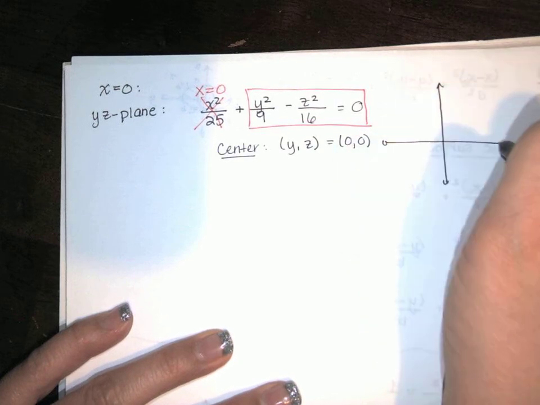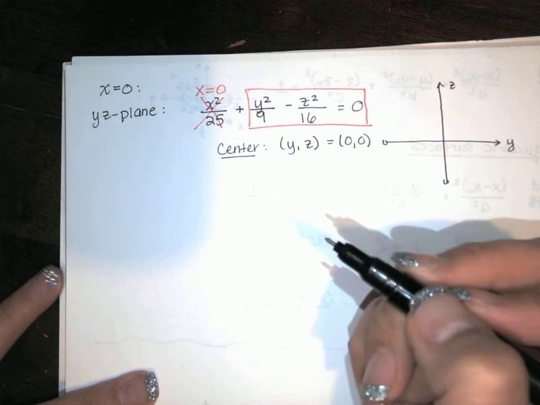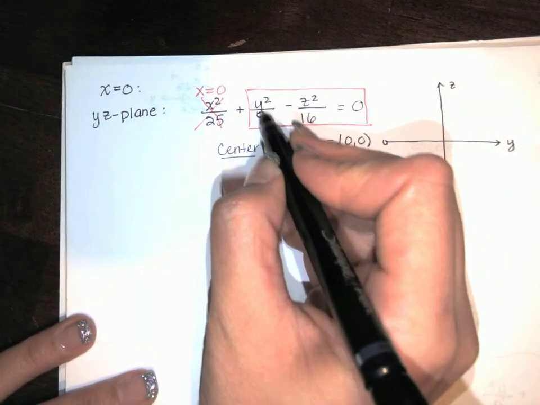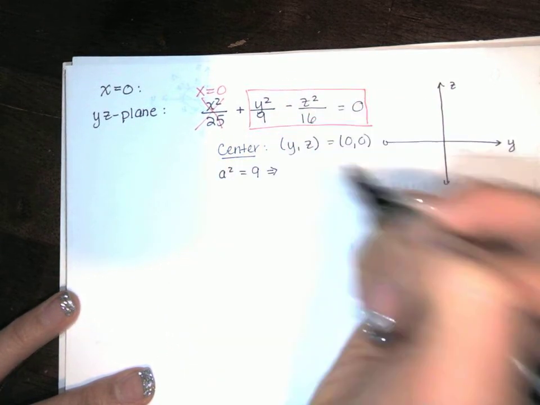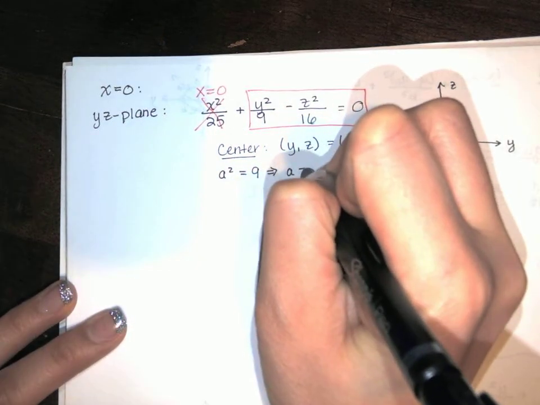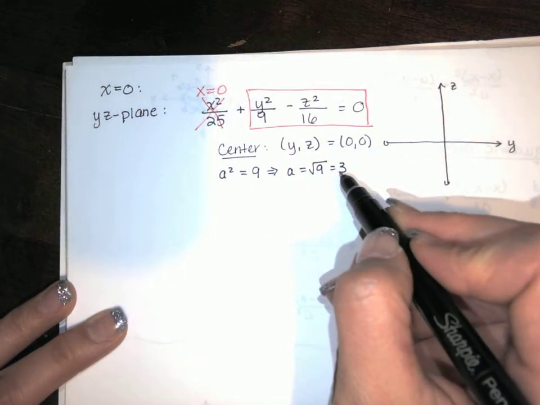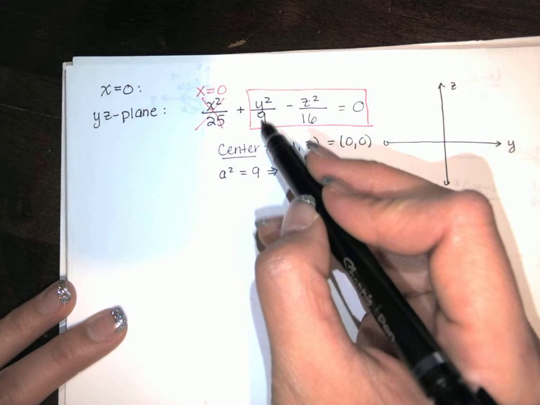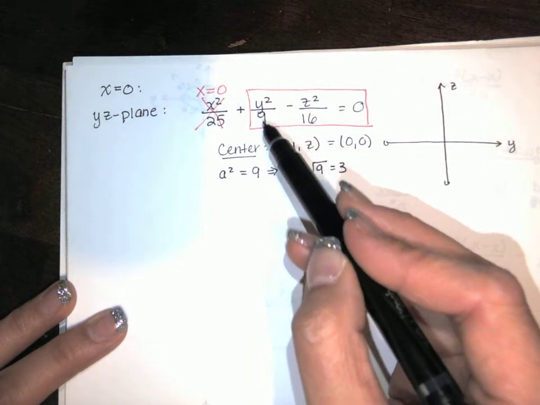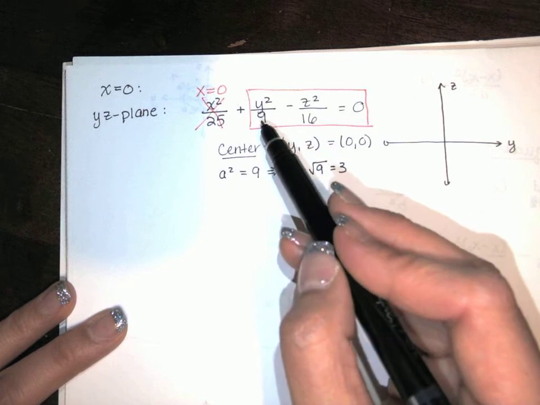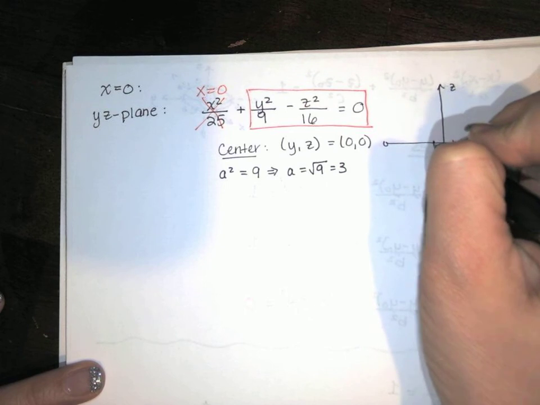I'm going to draw my z-axis up and down, my y-axis over here, and we're starting at 0, 0. Now, a squared, that's the 9. It's the one that goes with the positive term by convention. If I take the square root of that, I get a equals 3. So we're going to go plus and minus 3 units in the y direction, because this is y squared over 3 squared. So we're going to go 3 units this way, and 3 units this way.